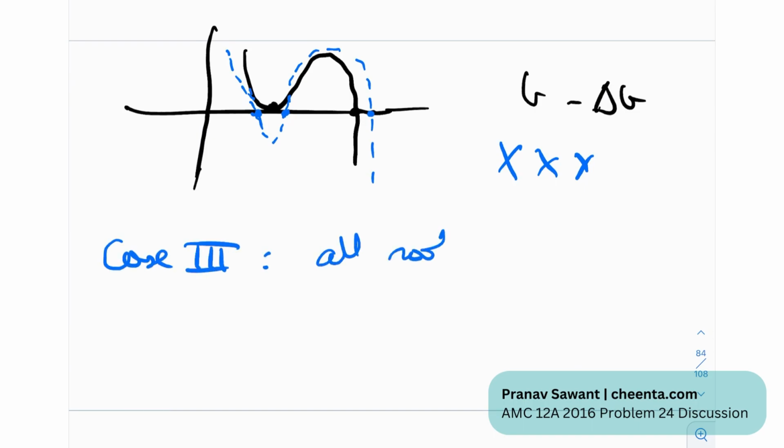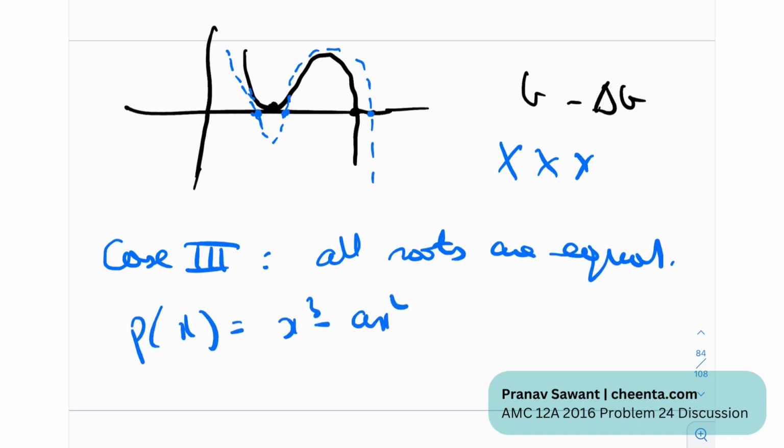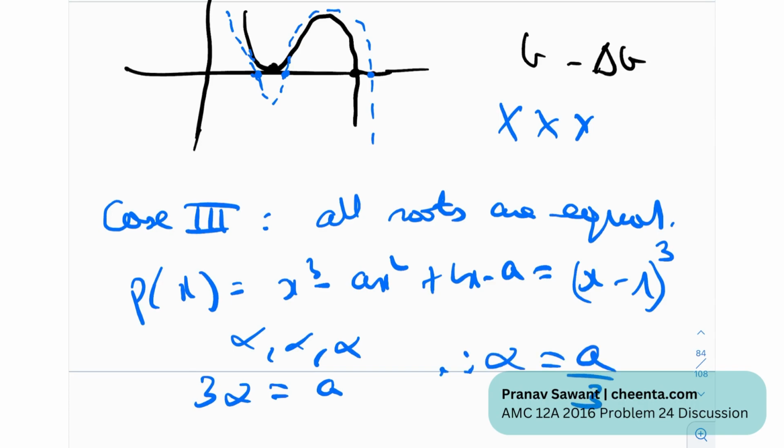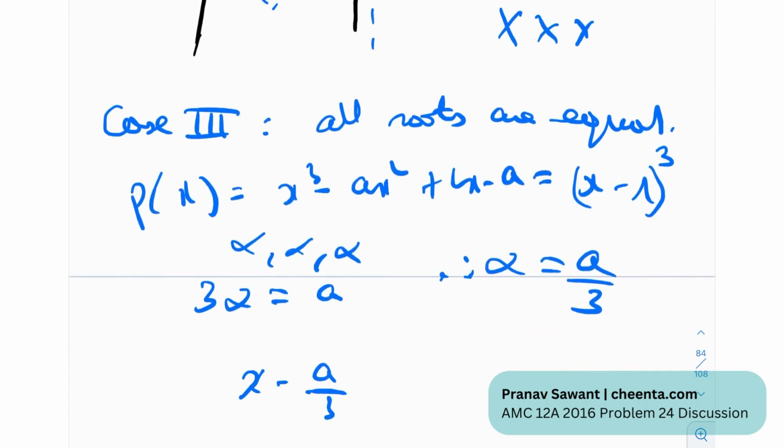All roots are equal, which is what we figured out using the first method itself. So essentially, the given polynomial p of x is equal to x cubed minus ax squared plus bx minus a, and it has to be of the form x minus r whole cubed for some particular value of r. After that, there are a few ways to go about this. Obviously all 3 roots are equal, so let them be alpha, alpha, alpha. 3 alpha is a, so therefore alpha is equal to a by 3. So this is of the form x minus a by 3 whole cubed.